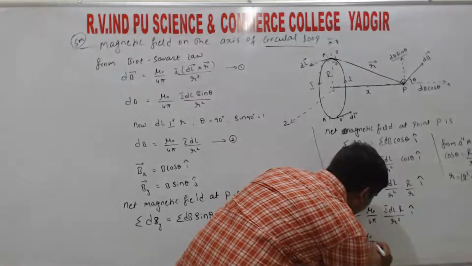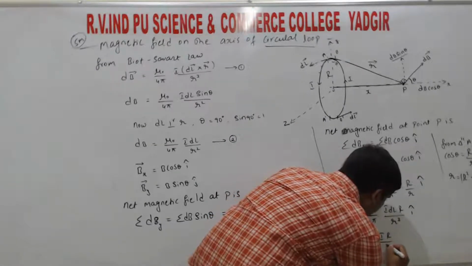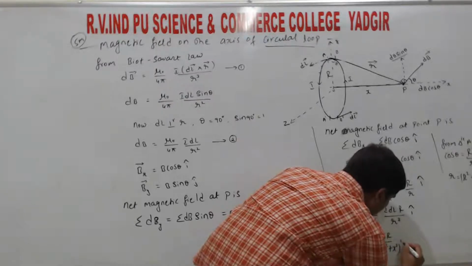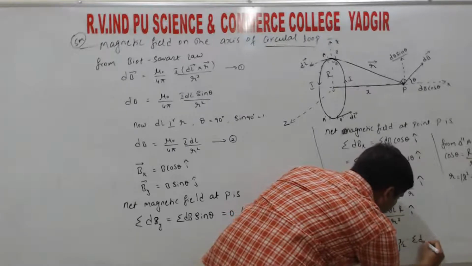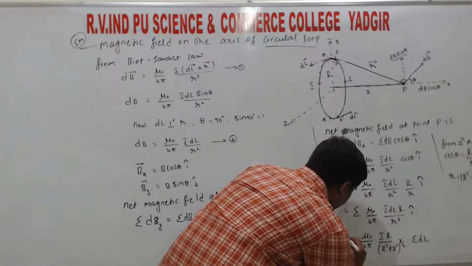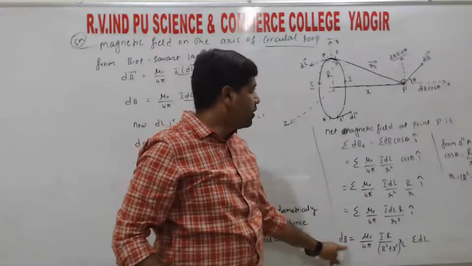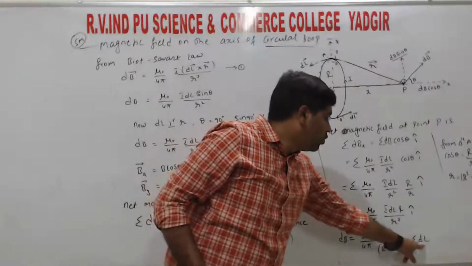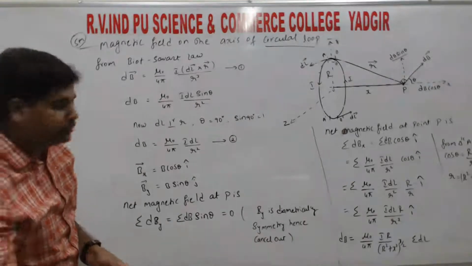So taking mu naught by 4 pi I common outside, we get r square plus x square whole power 3 by 2 into summation of dl, that is dB. So up to here we are getting the small magnetic field due to the small current element. Here we need to sum all the current elements, that is dl.